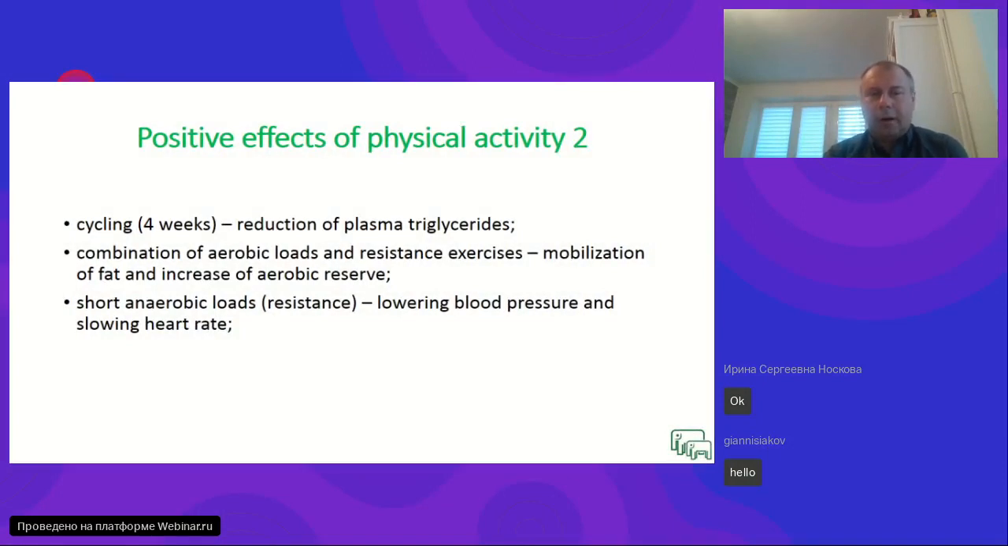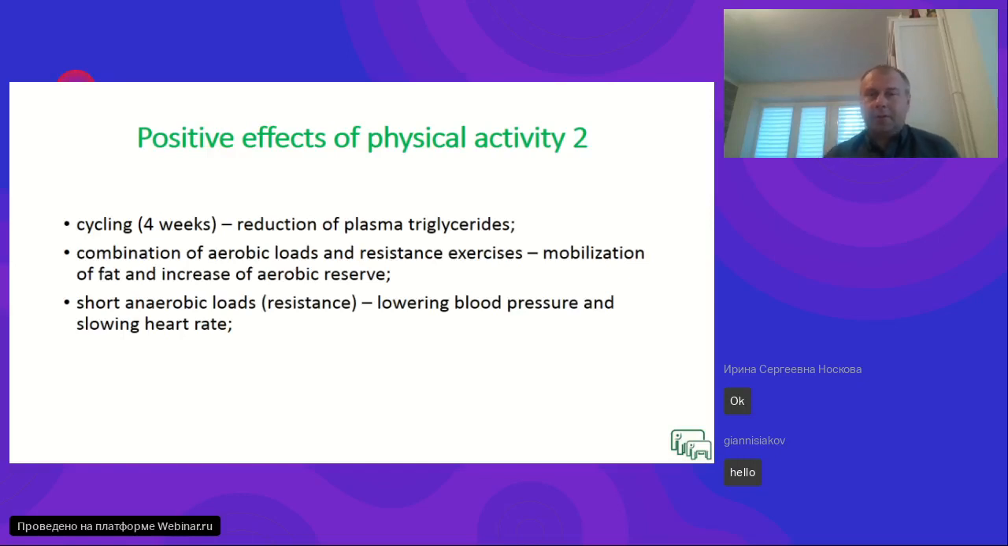Cycling for 4 weeks leads to a reduction in plasma molecules which are called triglycerides, which are an important risk factor for the development of atherosclerosis. A combination of aerobic loads and resistance exercises leads to mobilization of fat and increases the aerobic reserve, which is necessary to build good resilience. And short aerobic loads, for example, lower blood pressure and slow the heart rate.